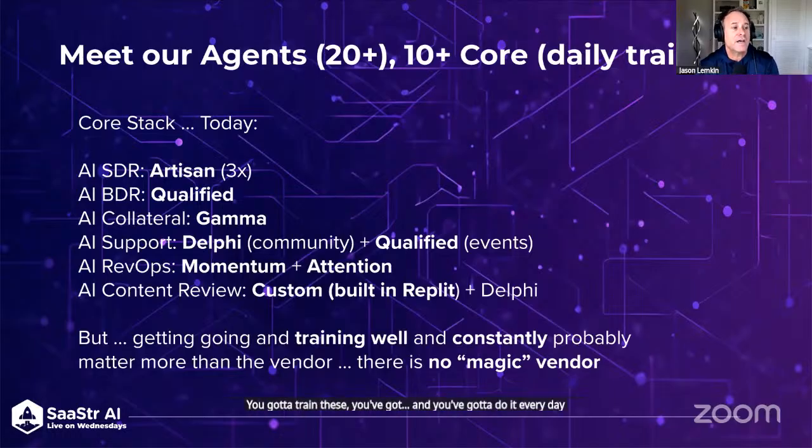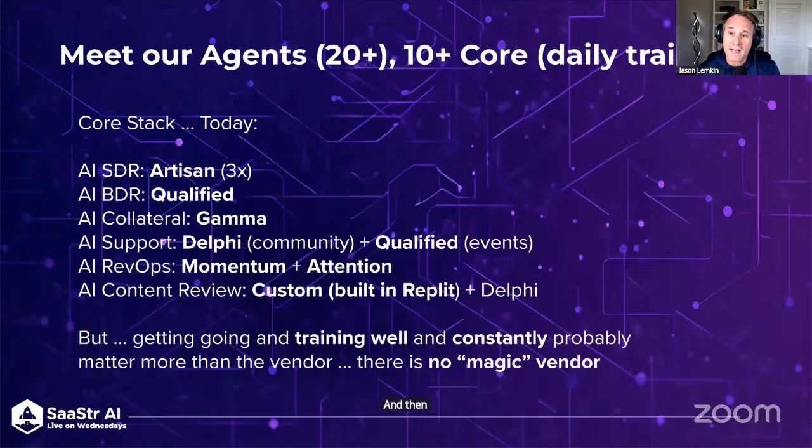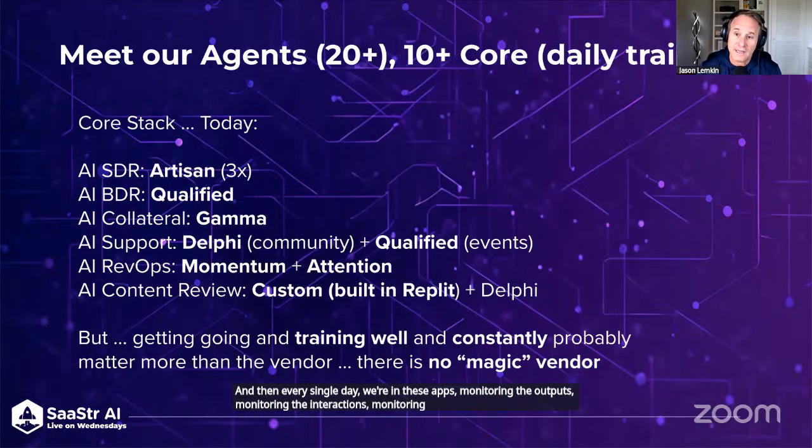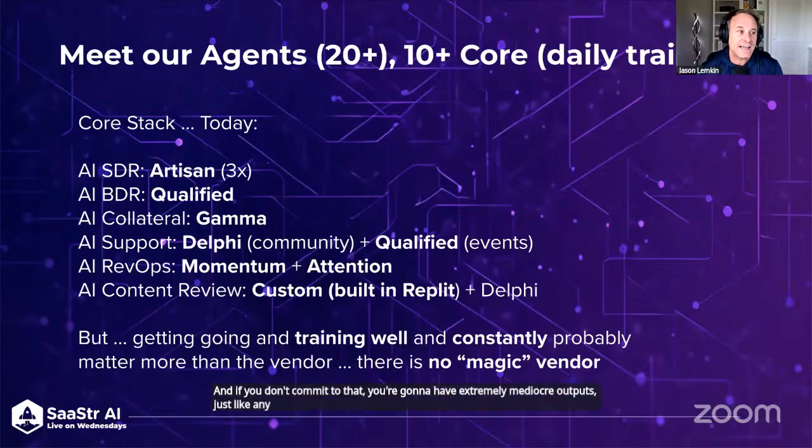And not only does it take weeks, and Amelia, when you touch on some of these, you can talk about our training. We're pretty good at it because we're tiny. Everything is weeks of training, ingestion, and training. And then every single day we're in these apps, monitoring the outputs, the interactions, the discussions, and fixing things that are off and wrong. If you don't commit to that, you're going to have extremely mediocre outputs, just like any other tool you buy. If you don't put in the effort, you're not going to get much out of it.